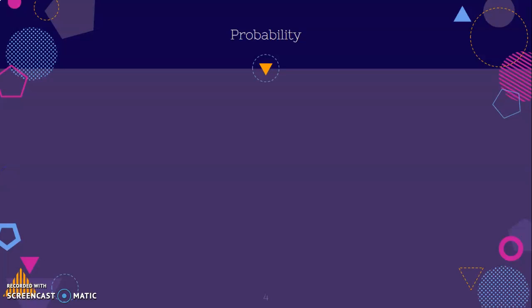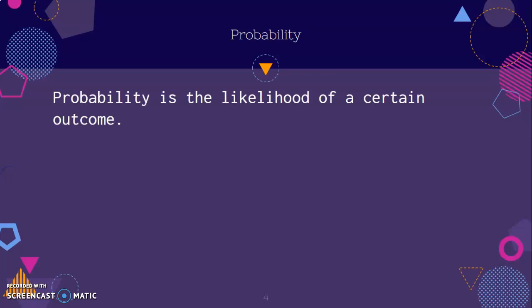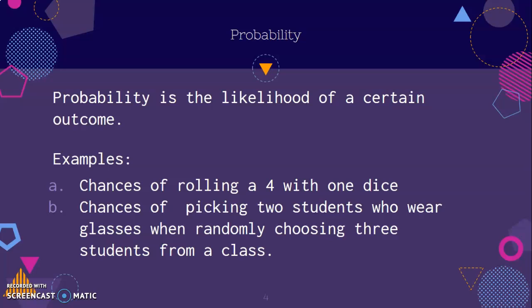Alright, so how do we apply this? Probability is essentially just taking the likelihood of a particular outcome, and it's an equation. Some examples of these probabilities are the chances of rolling a 4 with 1 dice. What are the chances of picking 2 students who wear glasses when randomly choosing 3 students from a class? So that's what probability is. It's saying, okay, given an outcome, what are the chances of it happening over the total amount of outcomes?